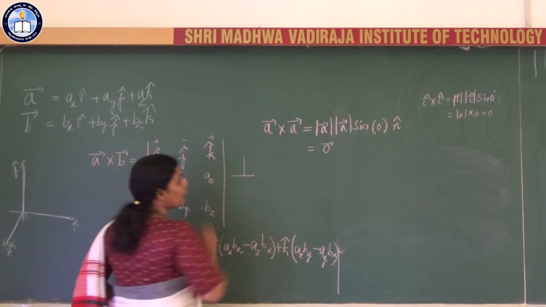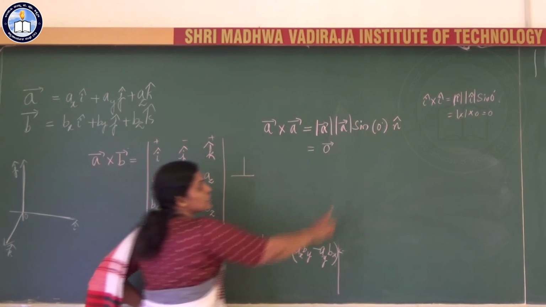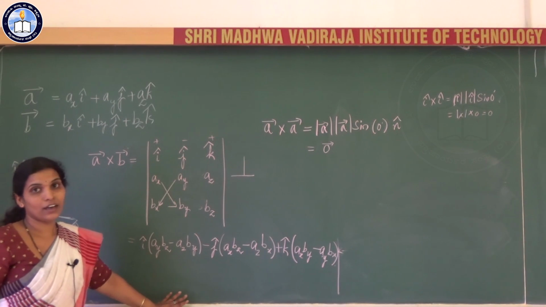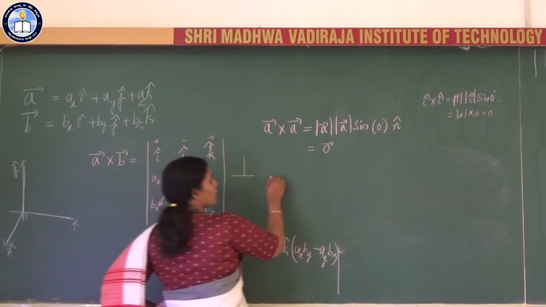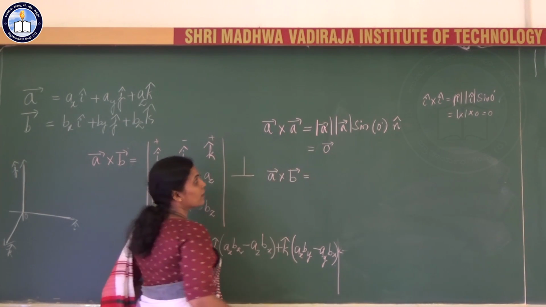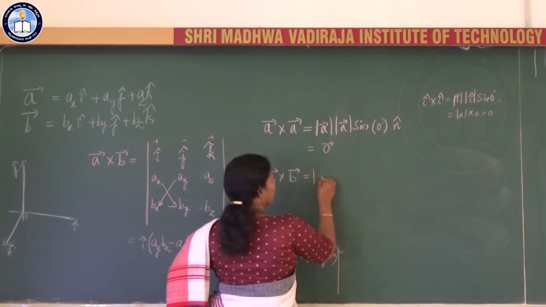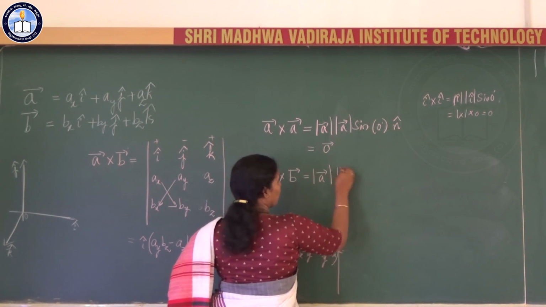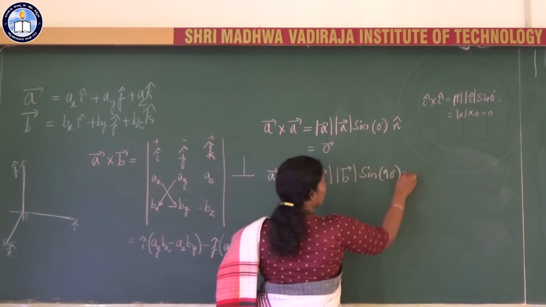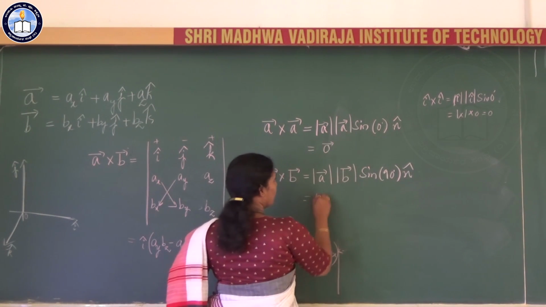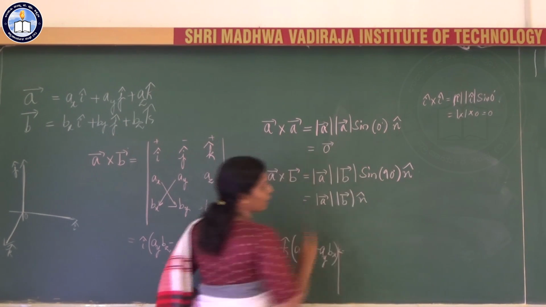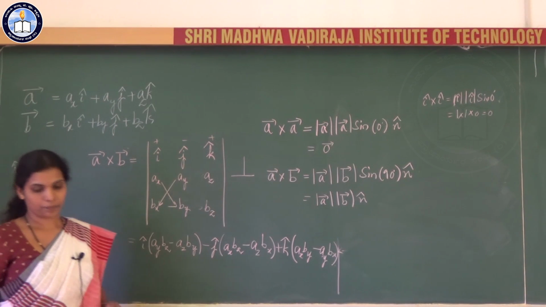If the two vectors are perpendicular to each other, then sine 90 equal to 1. Suppose it is A vector cross B vector, then it is magnitude of A vector into magnitude of B vector into sine 90 into n cap. So, that will be magnitude of A vector into magnitude of B vector into n cap. That will be the answer.